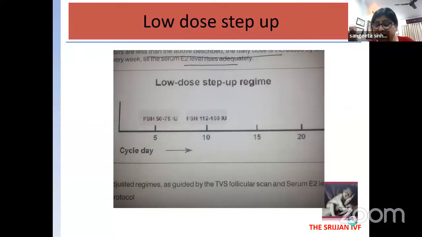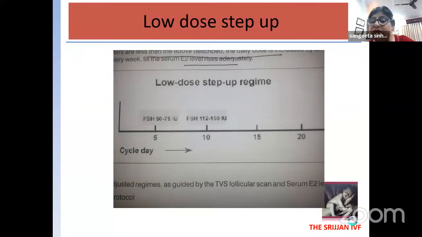Again, I tell you, if the letrozole is not going to make the follicle and the patient has come to you for the first time, it's very important for the doctor that you know how to handle your complications. Do what you want to do, but you should know how to handle hyperstimulation and how to handle the complications. That's very important. So if the patient has come to you for the first time and is totally raw and has not been stimulated, go for the low dose step up regime.